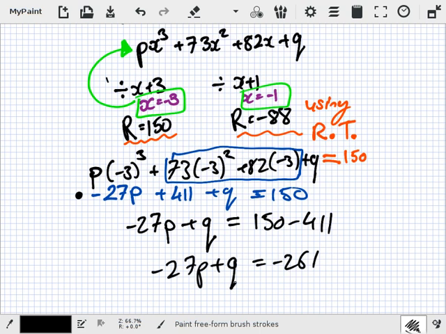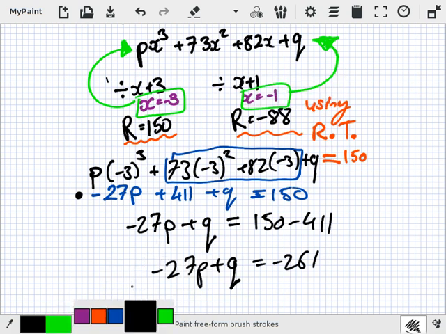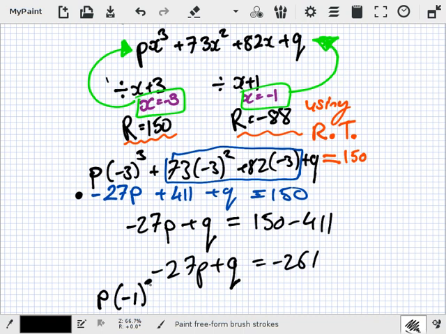Right, now, you were saying what to do after this? Put minus 1 instead of minus 3. Okay. So, you can tell me what I should write down next. So I'll have p... Oh yeah, but what happens when I put in minus 1? So, p times minus 1 cubed, yeah? What's the next one? Plus 73 times minus 1 squared. Yeah. 82 into minus 1. Plus q equals minus 88.